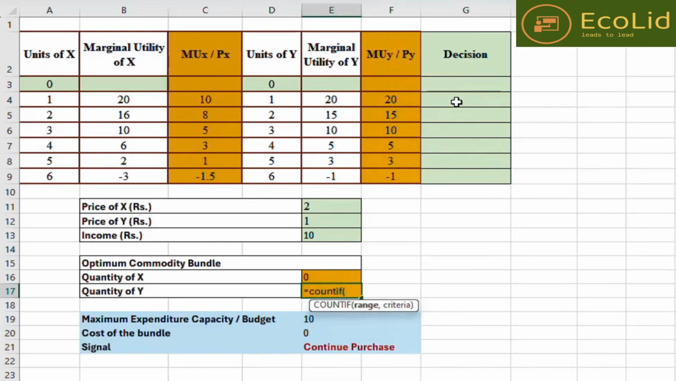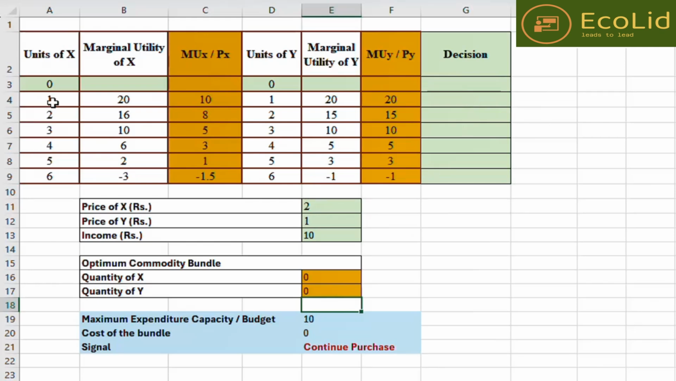Let us select the range. So we have selected the range, and then we will count if the string is y. So we have written y, bracket close, enter. Now automatically these cells will calculate the amount of x and amount of y.